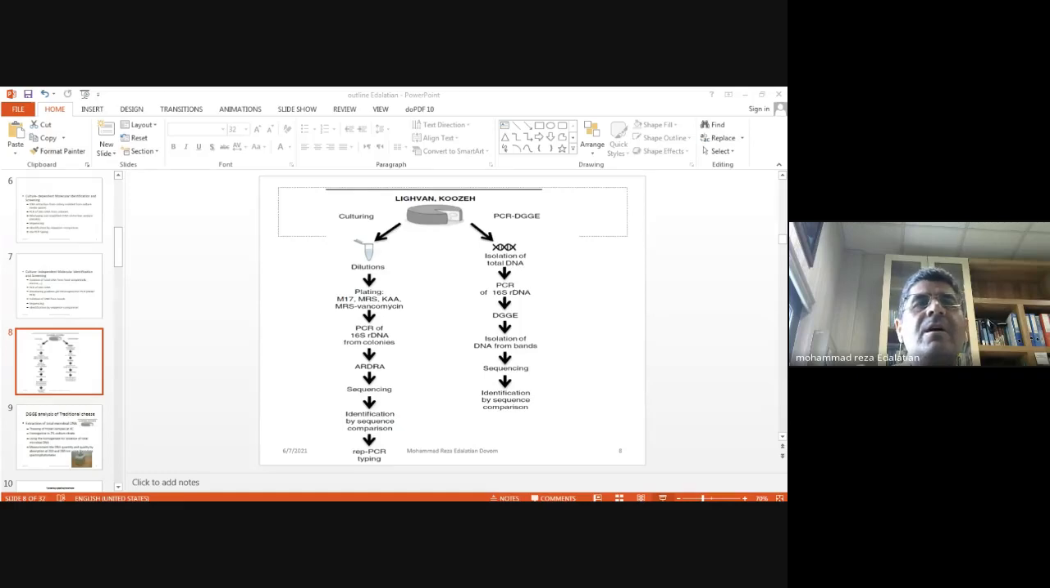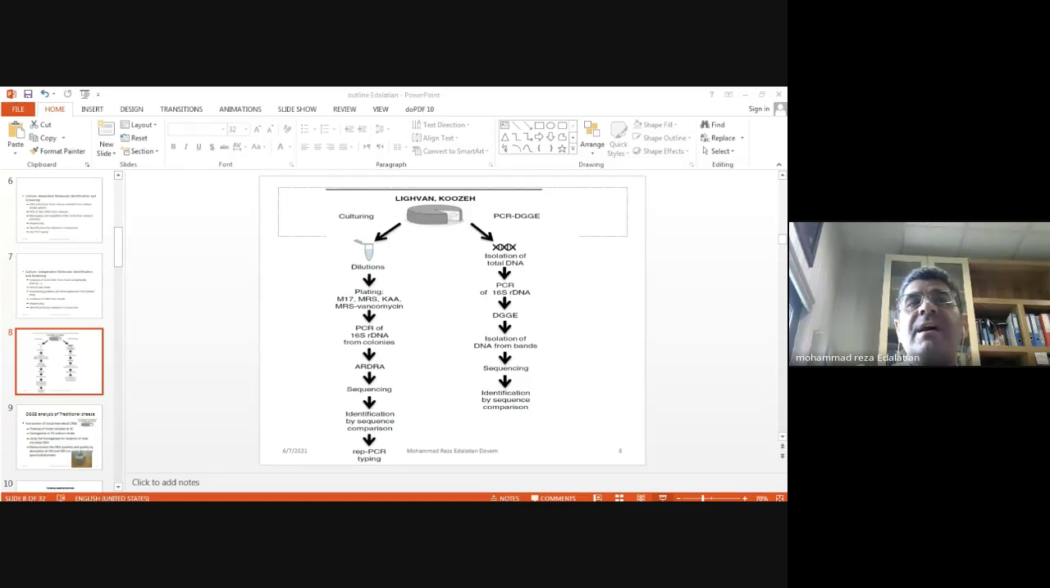These includes the culturing or culture-dependent molecular technique. So let's go to the second procedure on the right hand, as you can see. PCR DGGE. PCR DGGE is a kind of culture-independent molecular technique, because here we isolate the DNA, or total DNA, directly from a food sample, not from the colonies.